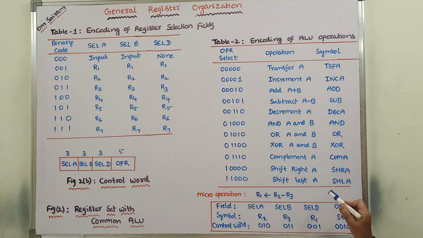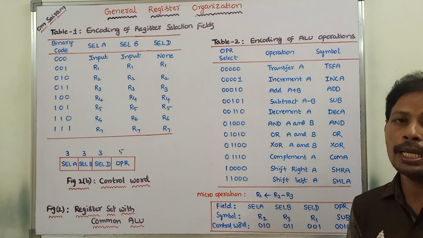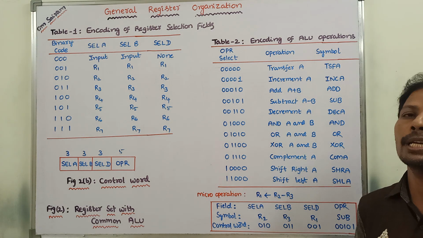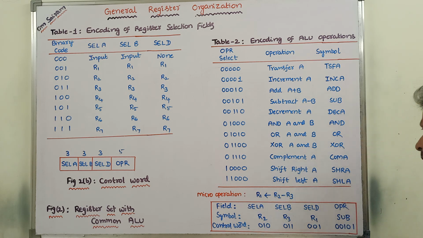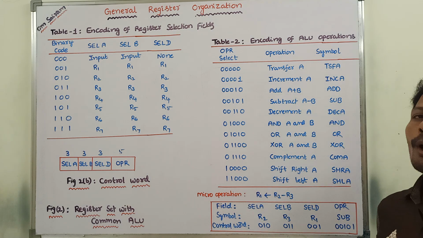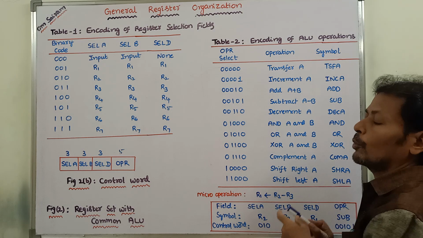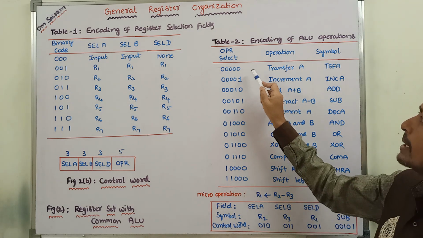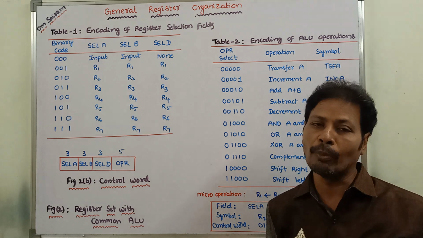We have to perform the shift left operation on the content of register A. That means we have to shift each and every bit of register A by one position to the left. That can be denoted by SHLA. So, this OPR field determines what operation we have to perform among those 11 micro operations, which can be decided by using the 5-bit OPR value in binary.